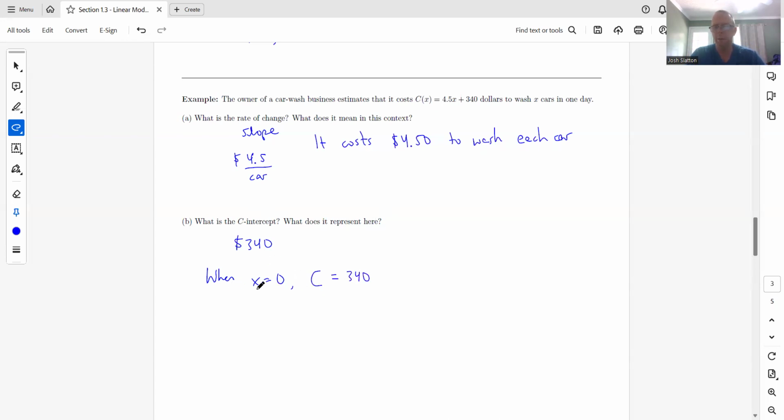All right, so if x is 0, what does that mean? That means that they wash no cars. So no cars are washed.